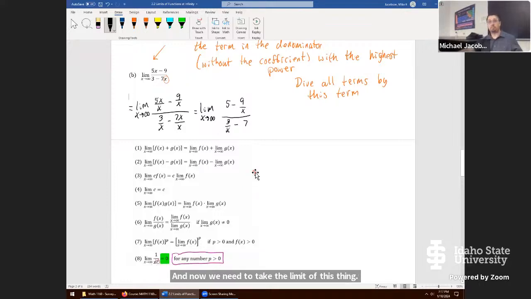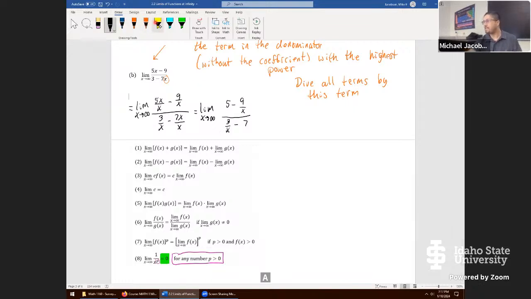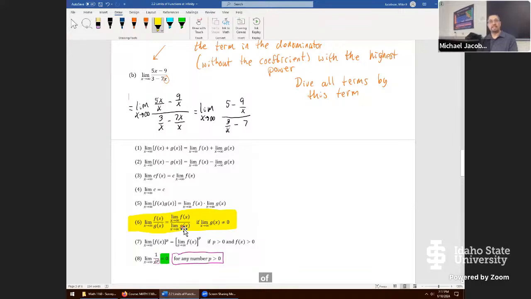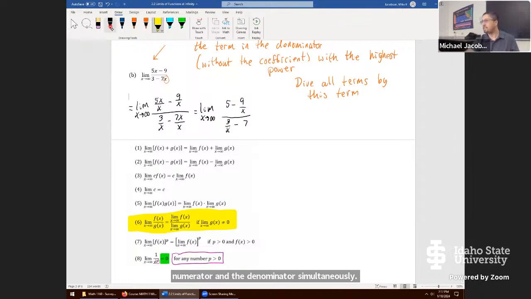The limit laws are here to help us. And a lot of these things we almost just take for granted. For example, if we look at limit law number 6, it says if you're taking the limit of a fraction, well, you can just take the fraction that involves the limit of the numerator and the limit of the denominator. We don't always write in that step, but what it's telling us is this limit operator is affecting both the numerator and the denominator simultaneously. And it's okay to take for granted that it affects both at the same time. If we did write in this step, it's truly optional. We'll only write it in part B to emphasize it.